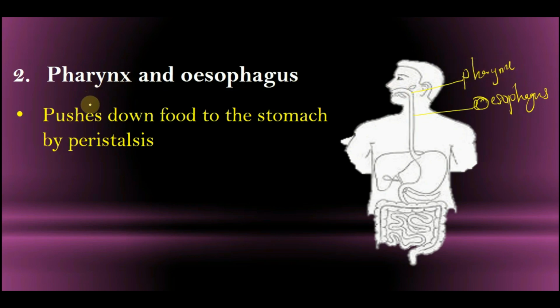So after the food has been chewed in the mouth, it is swallowed from the pharynx and enters the esophagus. Then the esophagus pushes the food down to the stomach by peristalsis. Food is pushed down from the esophagus to the stomach through the process called peristalsis. It's a series of circular and longitudinal motions that pushes food from this tube down into the stomach.